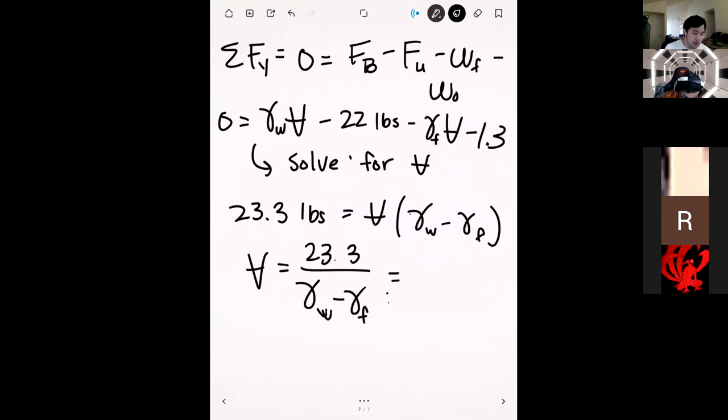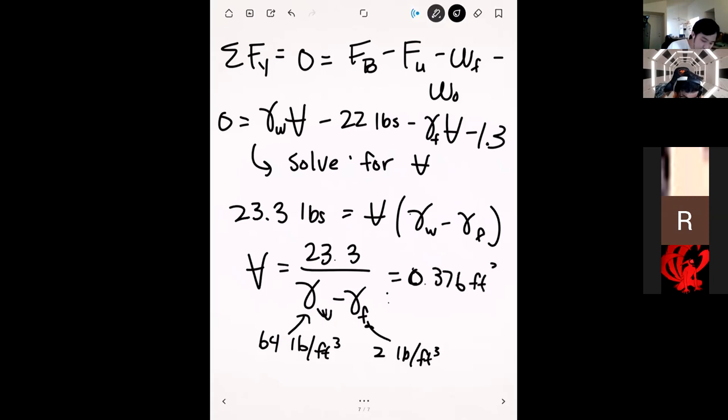Okay. And so we have 23.3 divided by gamma water minus gamma foam. And we know gamma water here is 64 pounds per feet cubed. And we know gamma foam is 2 pounds per feet cubed. And so we plug all that in, we get a volume of 0.376 feet cubed, okay?